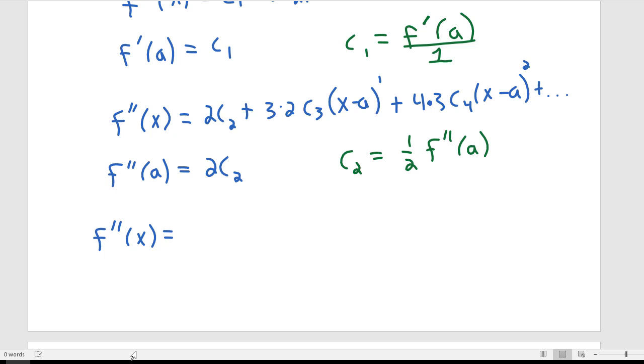So I got f double prime of x. I already did f double prime. We're doing the third derivative. We want the third derivatives to be equal. So the derivative of this constant is 0. The derivative of this term is linear, right? So it's just the coefficient, 3 times 2 times c3. And then when I differentiate the squared term here, the 2 comes in front. So I get 4 times 3 times 2, and then I get x minus a to the first.